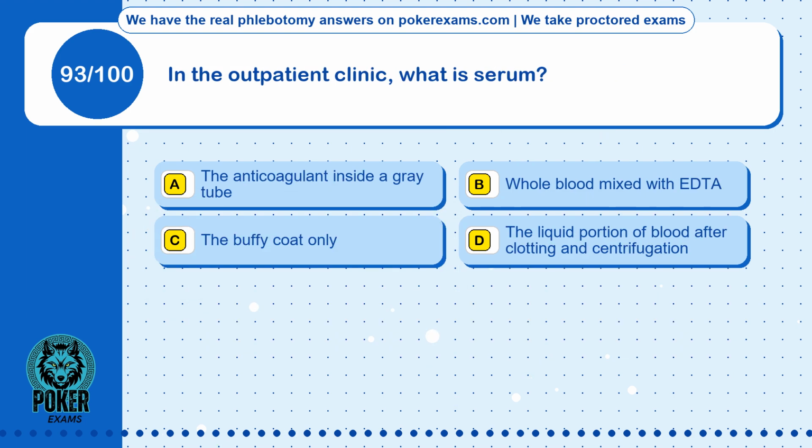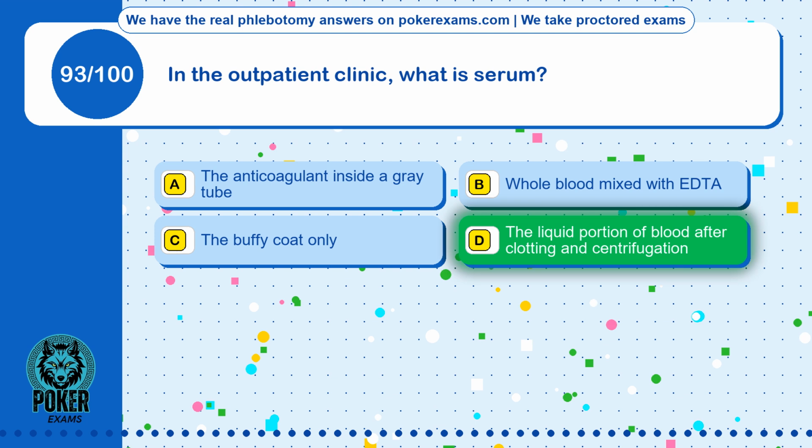Question 93. In the outpatient clinic, what is serum? Option A. The anticoagulant inside a gray tube. Option B, whole blood mixed with EDTA. Option C. The buffy coat only. Option D. The liquid portion of blood after clotting and centrifugation.